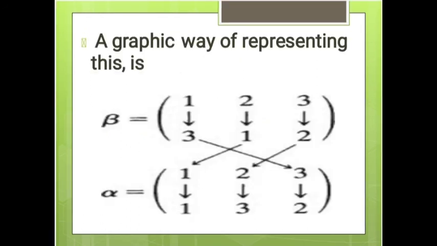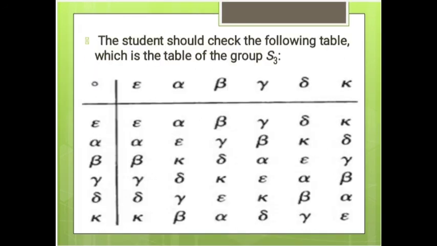gamma. Note that in alpha composition beta, beta is applied first and alpha next. A graphic way of representing this is shown below. Other combinations of elements of S sub 3 may be computed in the same fashion. So the student should check the following table, which is the table of the group S sub 3, shown below.